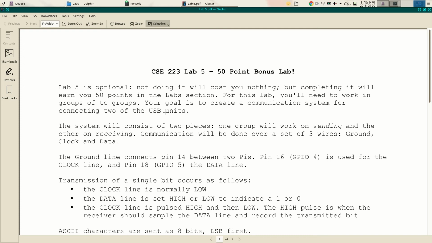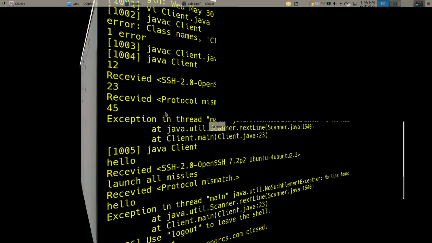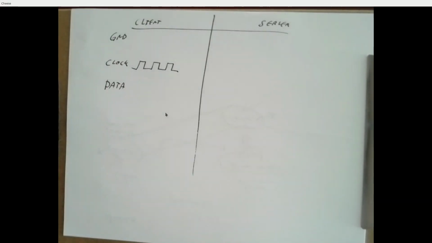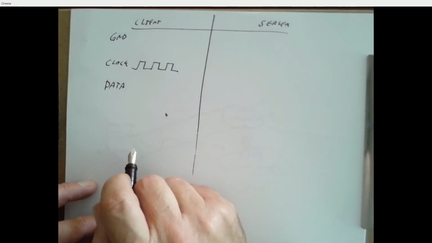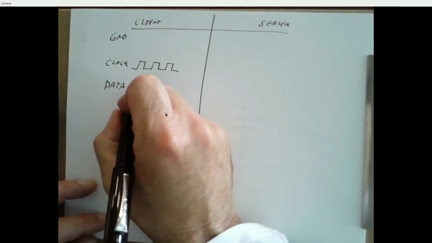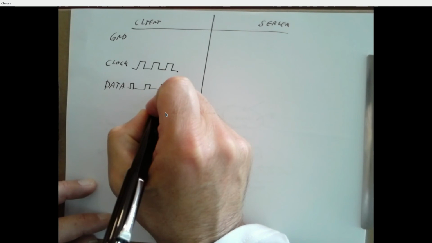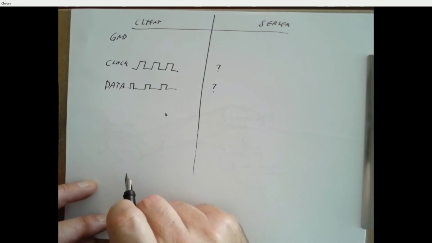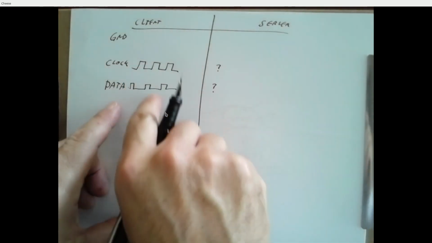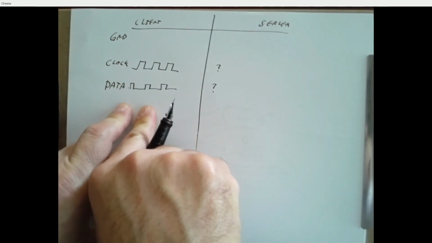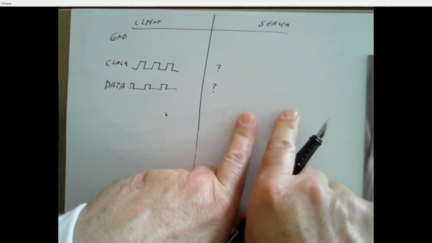One of these sides is going to drive the clock by pulsing it high and low, and it's going to drive the data line by pulsing it high and low. So it's transmitting. The other side is reading the clock line and reading the data line. And by controlling the clock and data, the client is going to be able to send bits to the server.